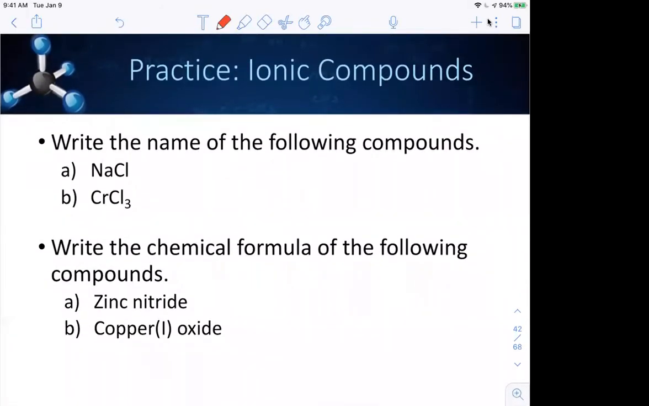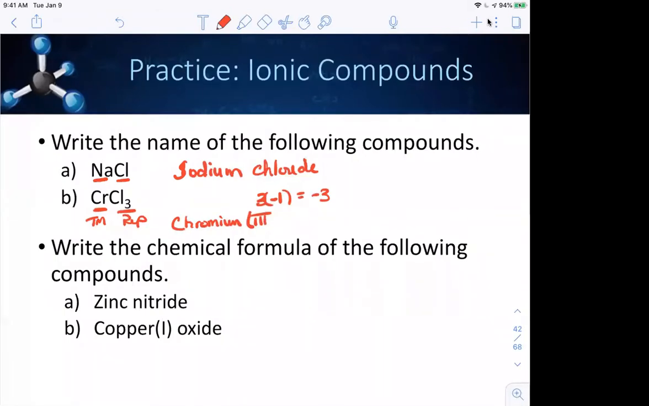To practice, right? Here, this is representative, this is representative. It's going to be sodium chloride. Here, this is a transition metal, this is representative. So I have 3 -1s, which gives me a -3. So this is going to be chromium(III) chloride. That's very similar to one that we did before.